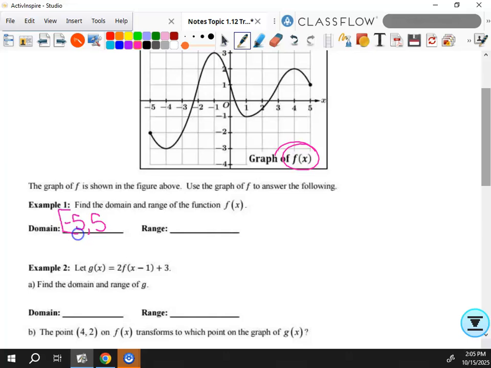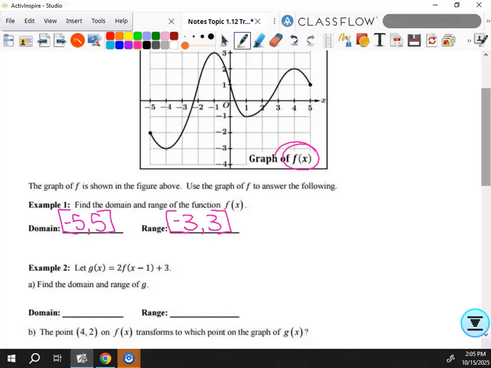Yes, I do. My range starts where? Negative 3, and goes to 3. Do I include them? Yes. Negative 3 and 3 are Y values on here that I actually use, so they do get included. Okay? That's just straight up my domain and range.